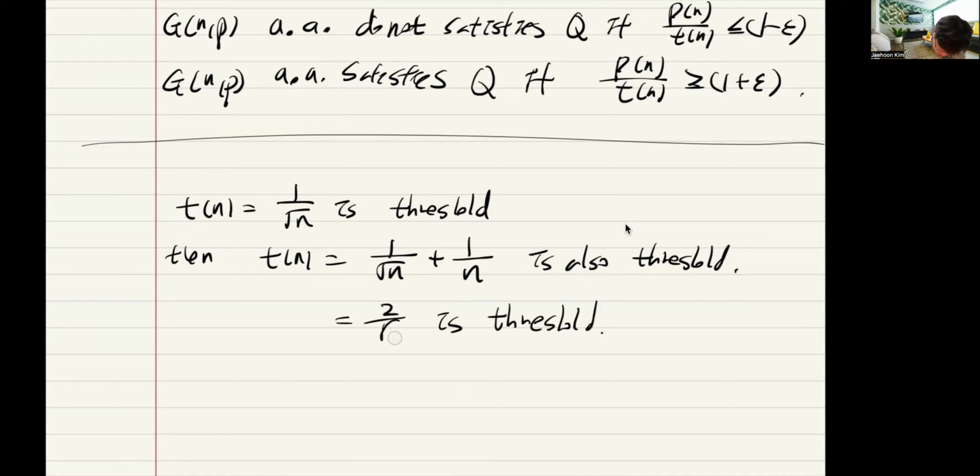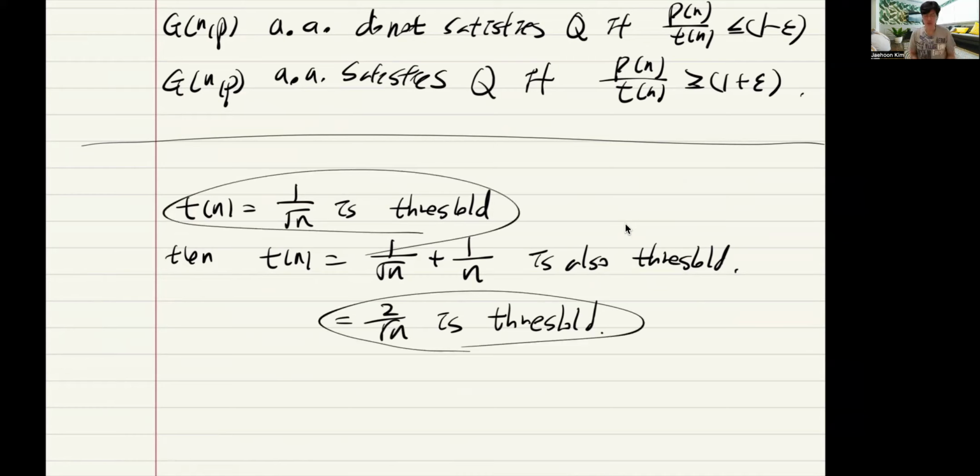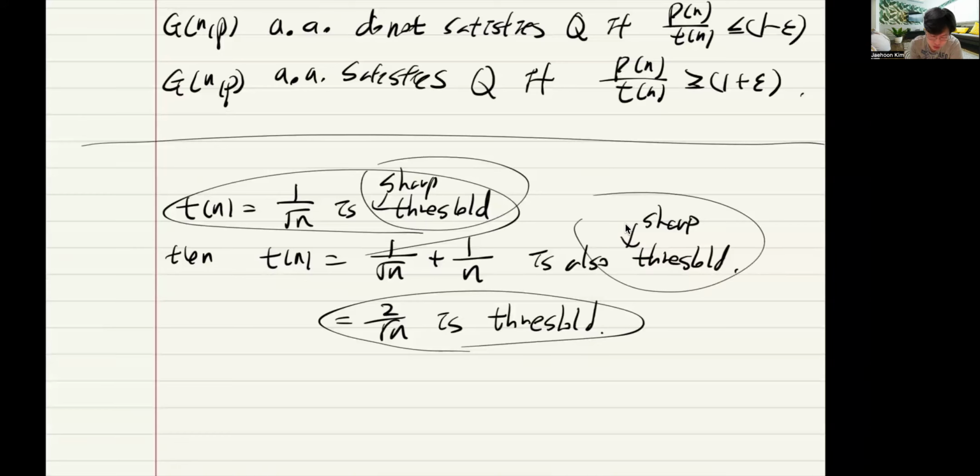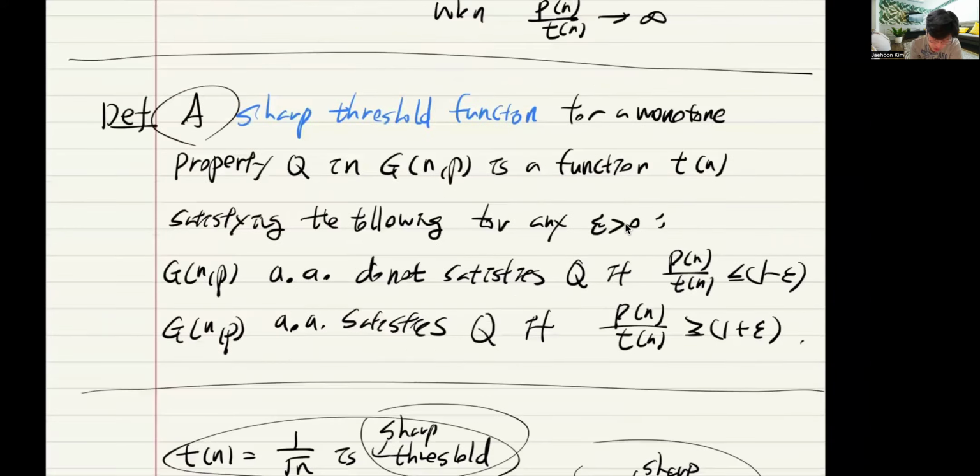2 over square root of it. So, the threshold function is not unique. And if this is a sharp threshold, then this is also a sharp threshold. So, the sharp threshold function is also not unique. But essentially, if you find one sharp threshold function or one threshold function, then you immediately understand about what the threshold function has to be. So you immediately understand all other threshold functions as well.